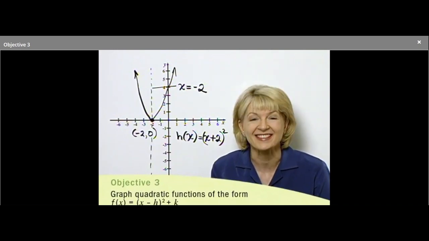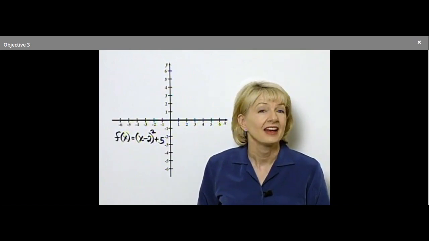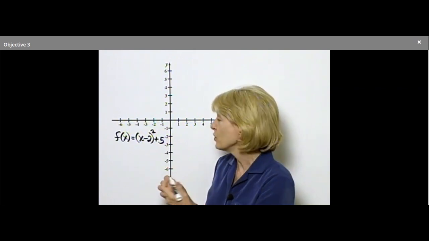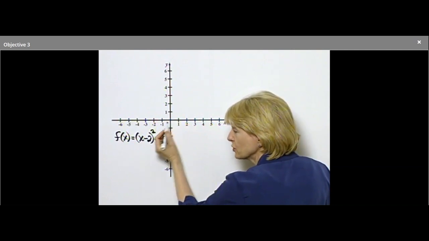Now let's combine these shiftings. Let's look at the following. Graphing the parabola defined by f of x equals (x minus h) squared plus k. The parabola has the same shape as y equals x squared. The vertex is (h, k), and the axis of symmetry is the vertical line x equals h. Everything will just follow if you follow those shiftings. Remember what this causes or what happens to the vertex as you graph.